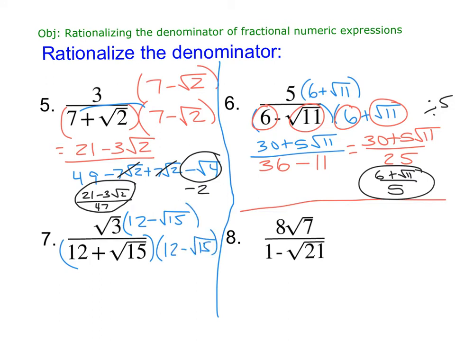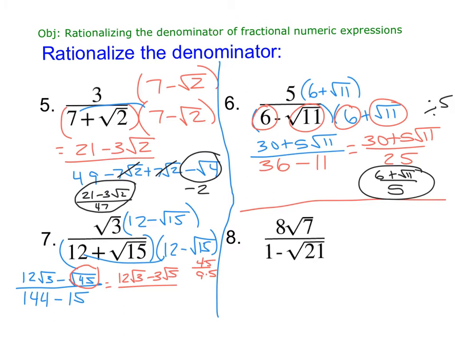All right, so I'm trying to write small. 12 root 3 minus root 45 all over 12 times 12, 144, minus 15. Now, this one's a little harder because root 45 can simplify. The square root of 45 is 9 times 5, so that's 3 root 5. So 12 root 3 minus 3 root 5 all over 144 minus 15.